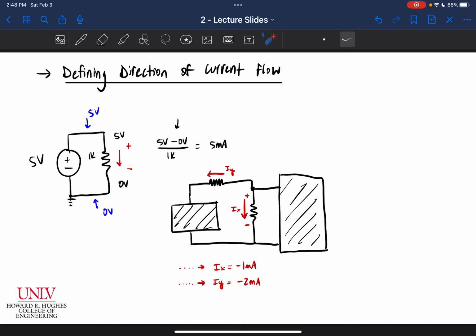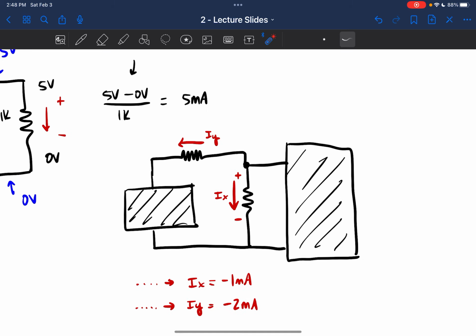You got the direction wrong, but that doesn't mean that this is wrong. It is correct. In this case, IX flowing downward with negative 1 milliamp is just the same thing as IX flowing upward with positive 1 milliamp.